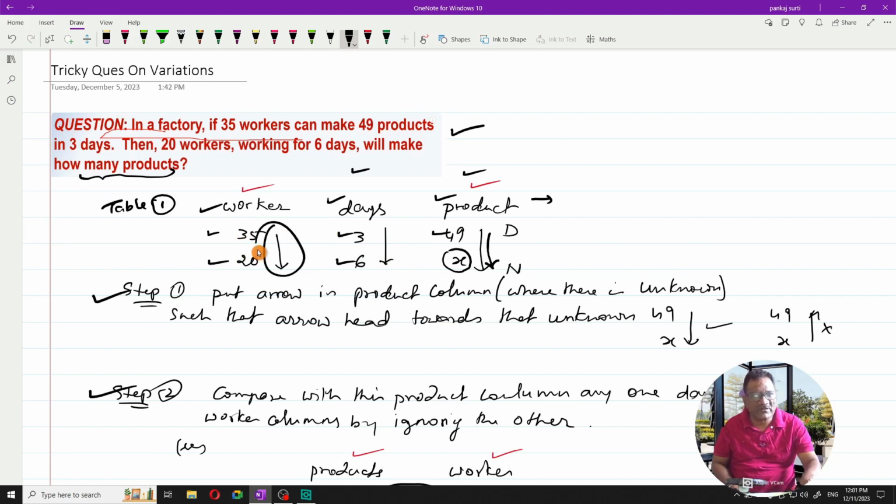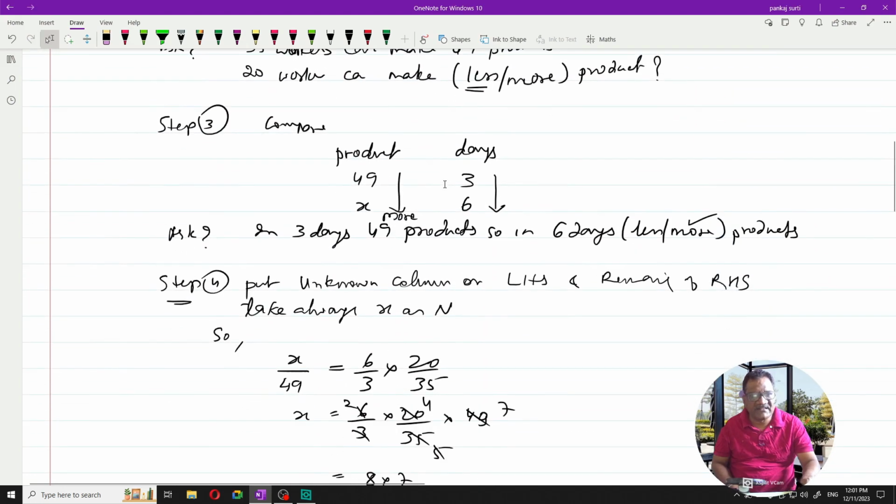So now we are going to ignore the workers column and compare the product and the days column. So here again, this is step number 3. Here we are going to compare the product column with the days column. As usual, the product column will be 49 and X, and the arrow is going in the downward direction towards the X. That is already there. Now coming to this days column, when you are working out the product and days columns, you have to ignore the workers column. Don't think about it.